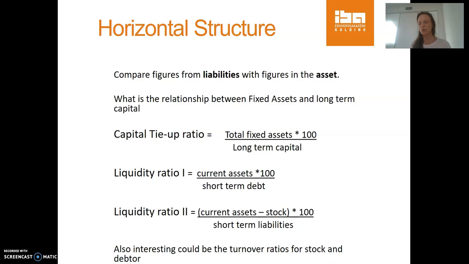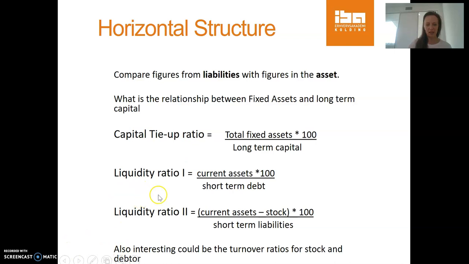The company should strive for having as much of their fixed assets, and it would be good to have more than 100% of the fixed assets financed by long-term capital, meaning equity and long-term debt. So this number, this capital tie-up ratio, should be below 100, meaning that over 100% of the fixed assets is tied up with long-term capital, meaning you pay it back over a long period of time.